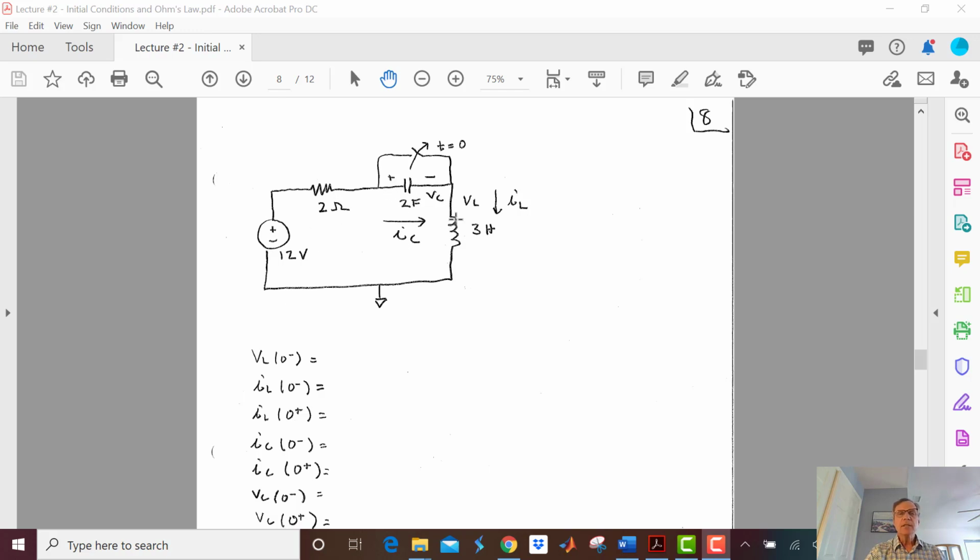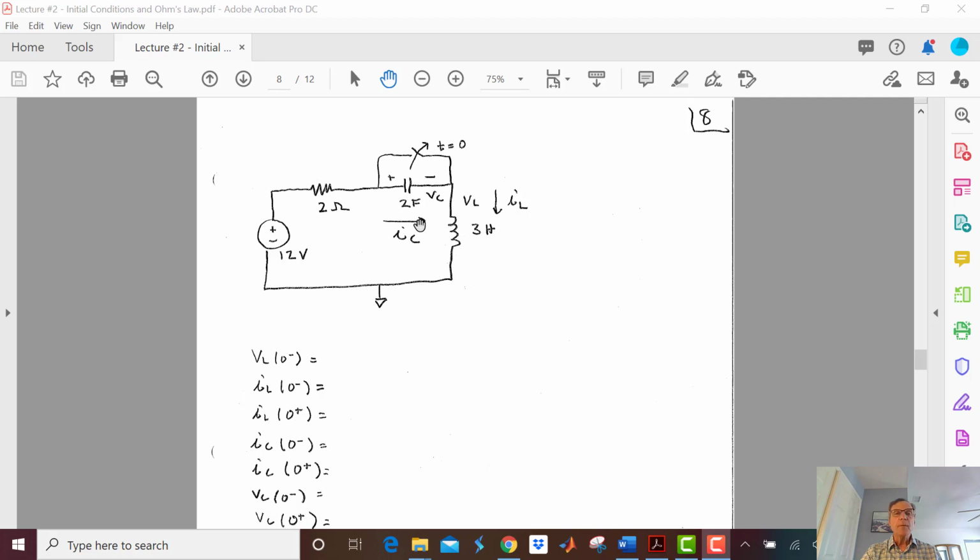So let's see, at t equals 0 minus, I'm going to have 12 divided by 2, or 6 amps. Why do I have that? Because, of course, the voltage here is 0. There's no voltage across the inductor, so I'm 0 here. I'm 0 volts here. So my current is going to be 12 divided by 2, which is 6 amps. And at t equals 0 plus, that's not going to change.